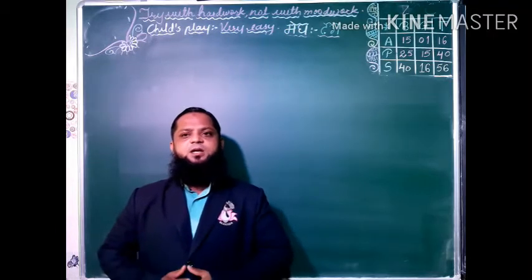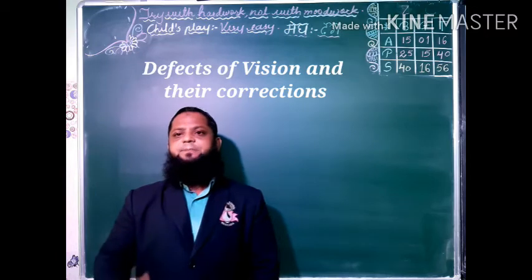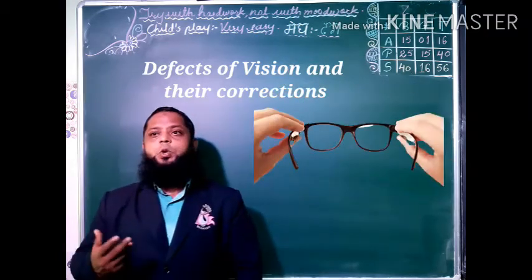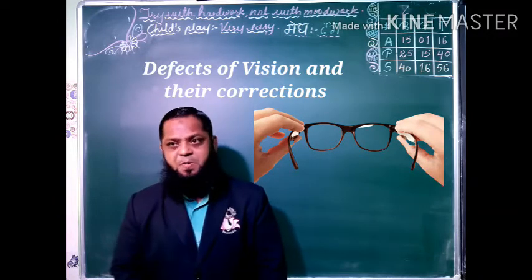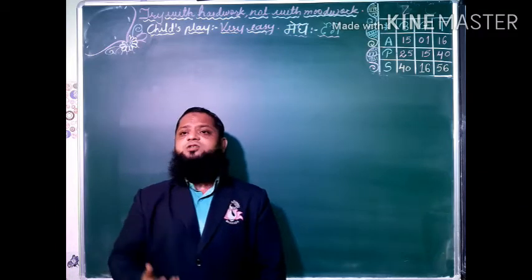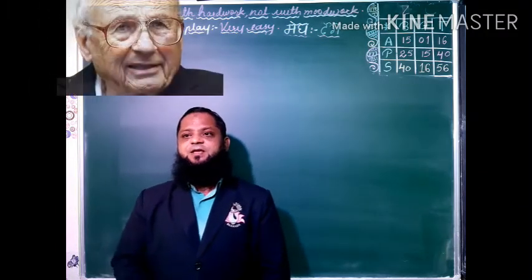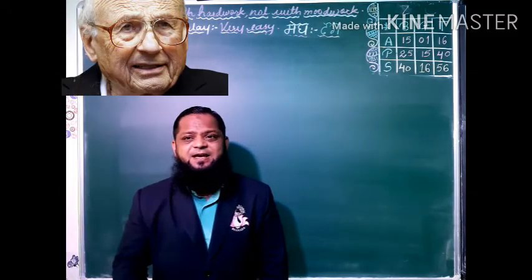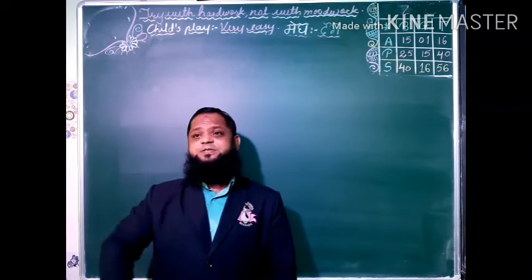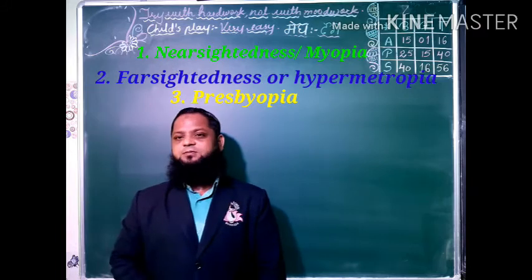Begin the next topic, defects of vision and their corrections. Some people cannot see things clearly due to loss of accommodation power of the lenses in their eyes. Because of defective refraction by the lenses, their vision becomes faint and fuzzy. In general, there are three types of refraction defects. Let's begin one by one.